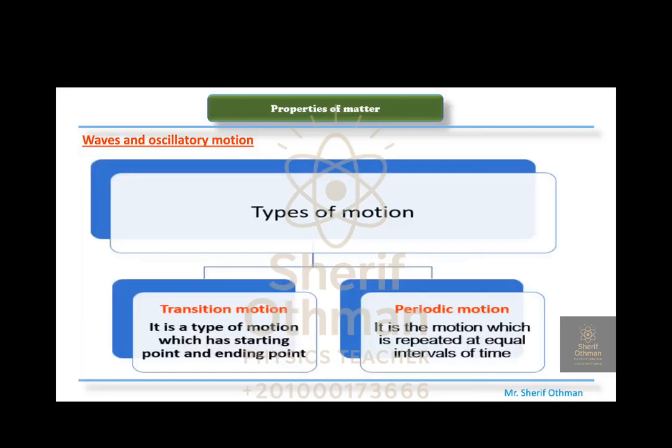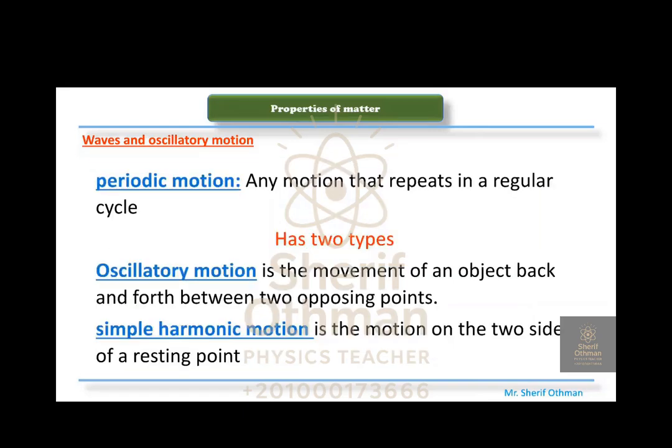We have two different types of motion, guys. Translational motion, the motion which we studied before, from one place to another place, like distance, displacement, velocity, and speed. And periodic motion. Periodic motion is the motion which is repeated at equal intervals of time. We have periodic motion, oscillatory motion, and simple harmonic motion. What is the difference between them, guys? Oscillatory motion is the movement of an object back and forth between two opposite points.